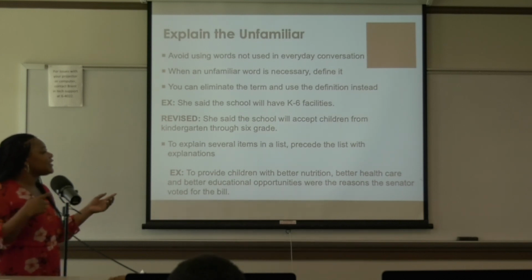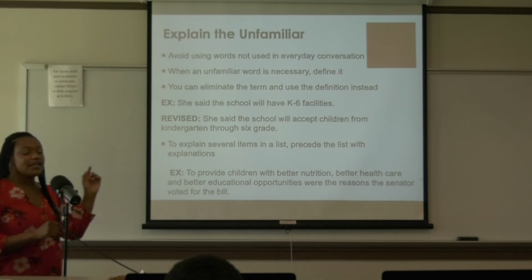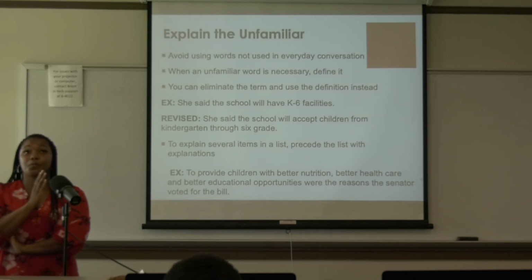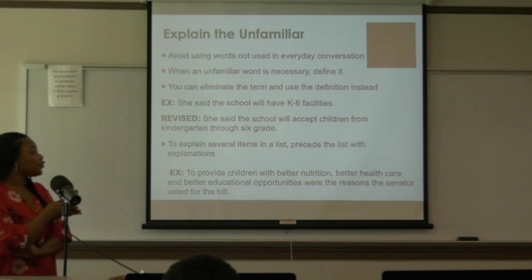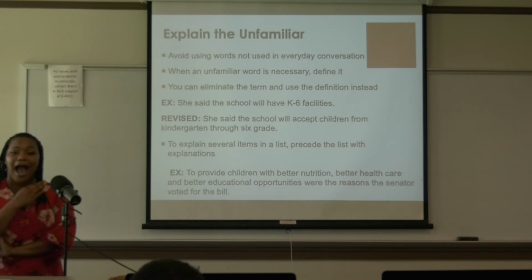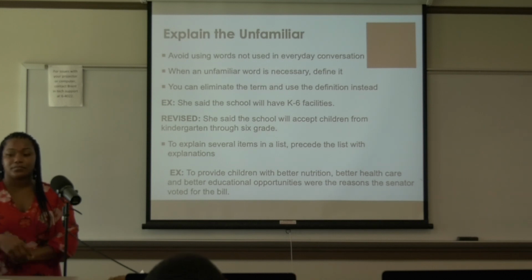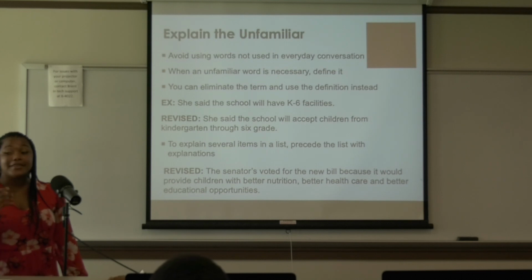Then to explain several items in a list, you want to precede the list with the explanation. Look at this example. To provide children with better nutrition, better health care, and better educational opportunities were the reasons the senator voted for the bill. How would we revise that? If I need to precede the list with the explanation, how should I write that? I would put the second sentence first. I mean, the reason the senator voted for the bill was to provide the children with better life.